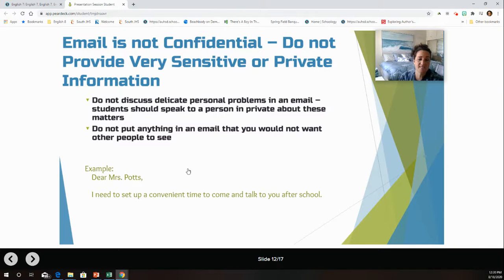Now here it says email's not confidential, so don't provide any very sensitive or private information. Because we're going virtual right now, you might need to be a little bit more personal through email, because that's one of the only ways we have of communicating with each other right now. If we were back in school, you could come and talk to me in person. You could talk to one of the counselors. But for now, you can email us if you do have a problem or need help with something.